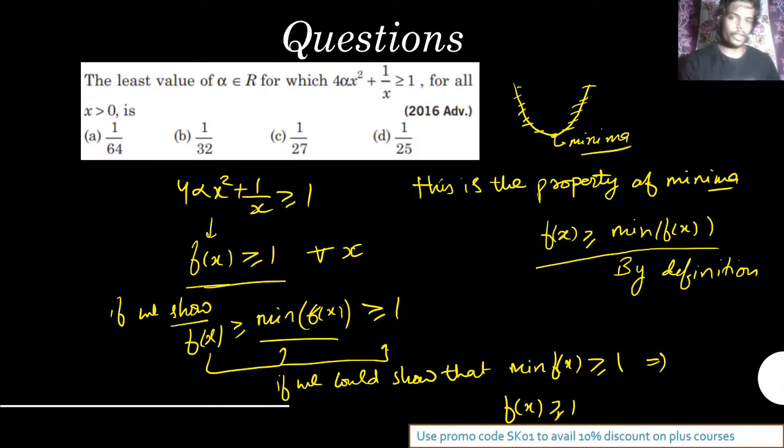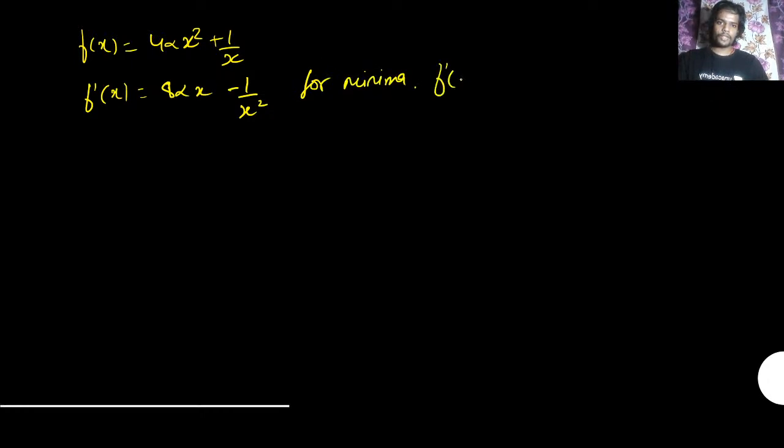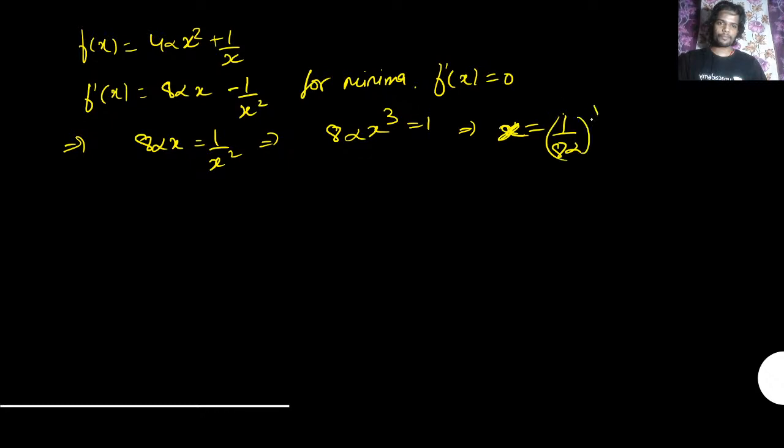Okay, so let's try to do it. Anyway, so now we have a function, and you take the derivative to calculate the minima. You will get 8 alpha x minus 1 upon x square. For minima, f dash x is equal to 0. It would imply that 8 alpha x should be equal to 1 upon x square. If you solve it, you will get 8 alpha x cube equals 1. So x equals 1 over 2 alpha to the power 1 by 3. So this is the point of minima.